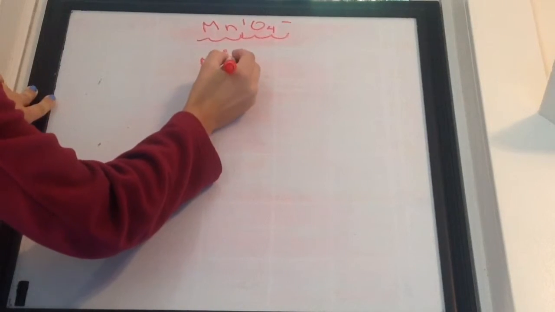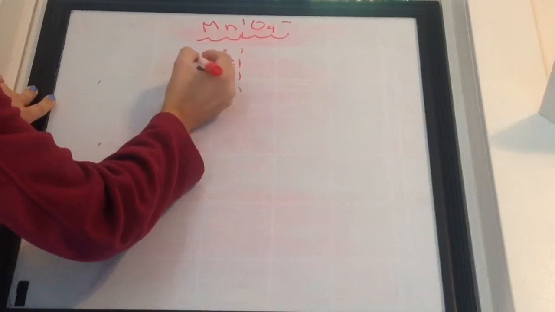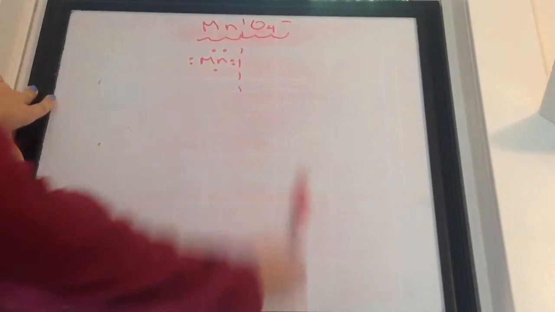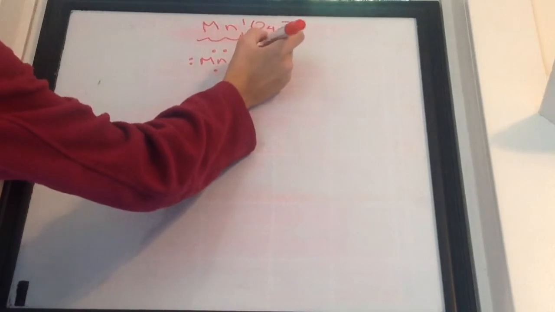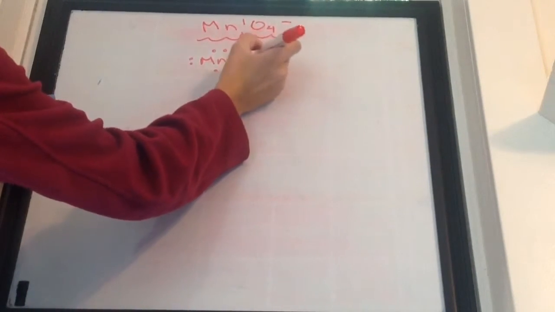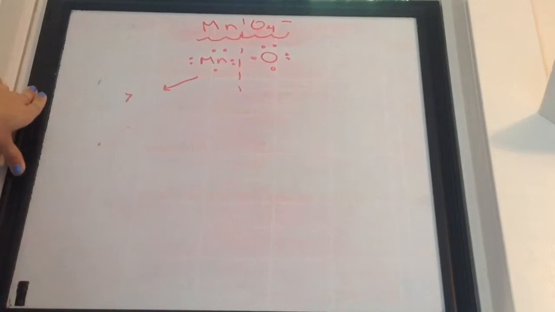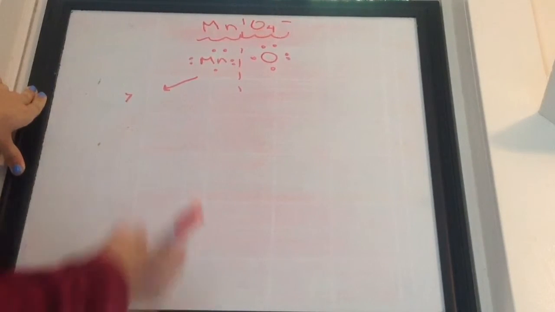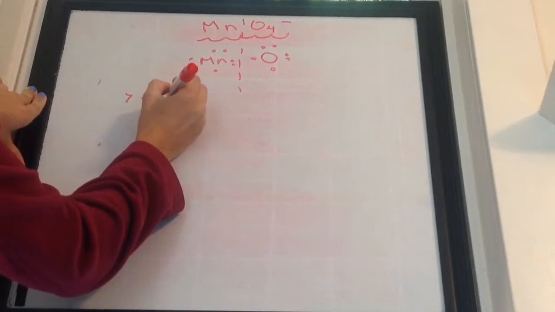The next structure to be made is manganese 1, oxygen 4 with a negative charge. Manganese has 7 electrons, and oxygen has 6 electrons. Manganese happens to be a transition metal with 7 electrons. Since it has 7 electrons and it is a transition metal, it has 7 bonds.